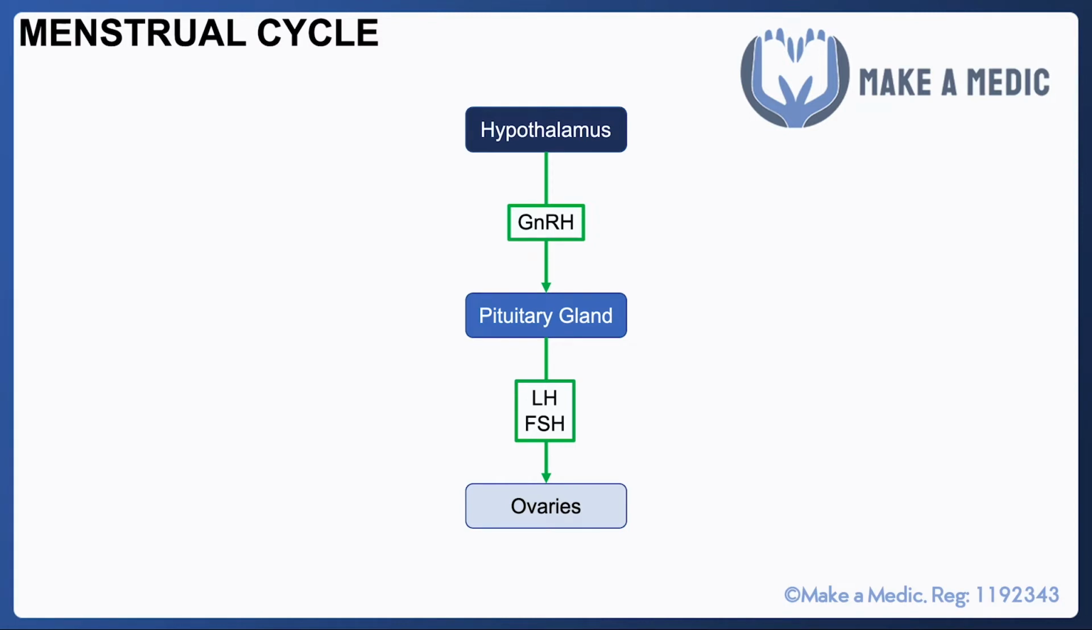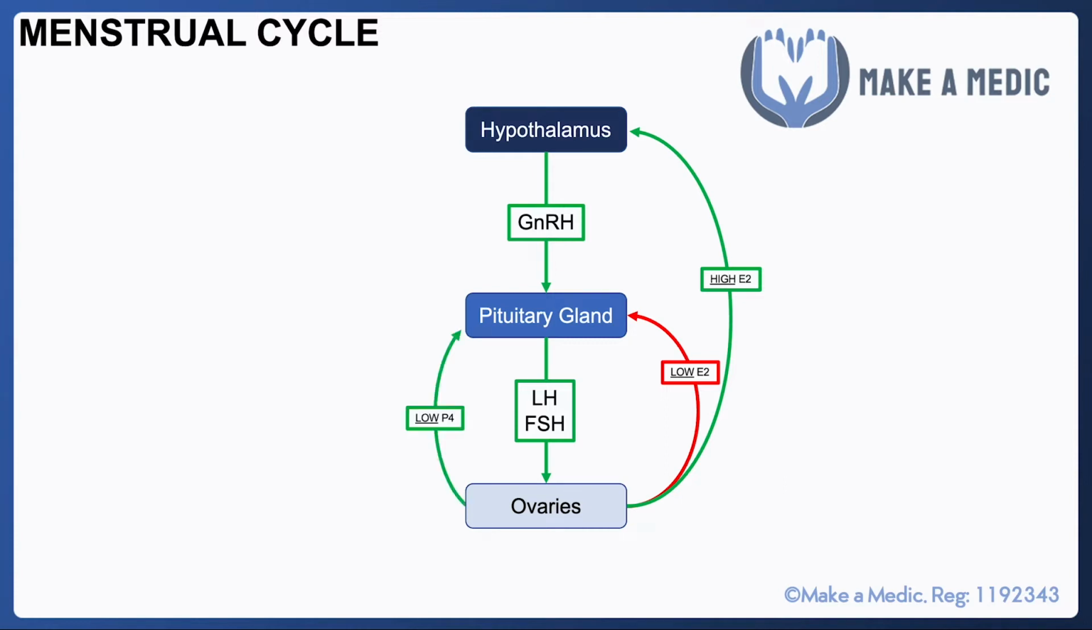We then have a bunch of feedback effects going on. So this is a very crucial point. Low levels of estrogen have a negative feedback effect on the pituitary gland. However, after it reaches a critical threshold, the effect of the estrogen essentially flips over, and it becomes a positive effect on the hypothalamus, leading to a surge in GnRH and hence a surge in LH and FSH. Low progesterone has a positive feedback effect on the pituitary gland, whereas high progesterone inhibits the pituitary gland.